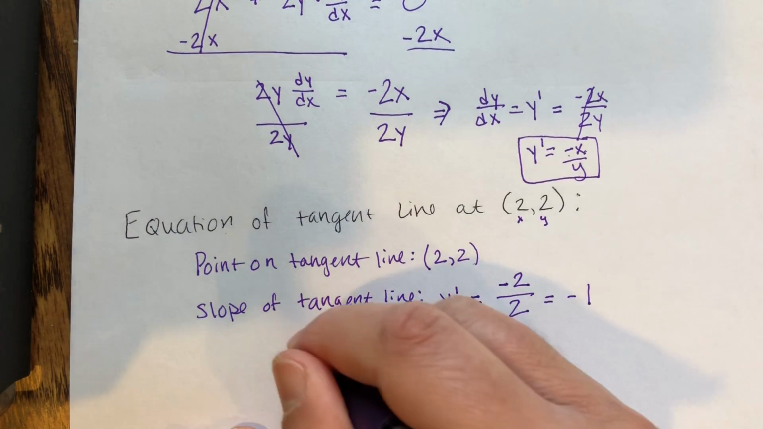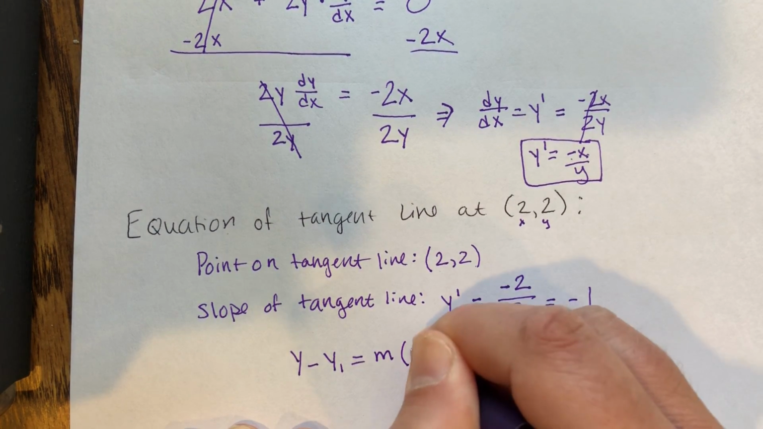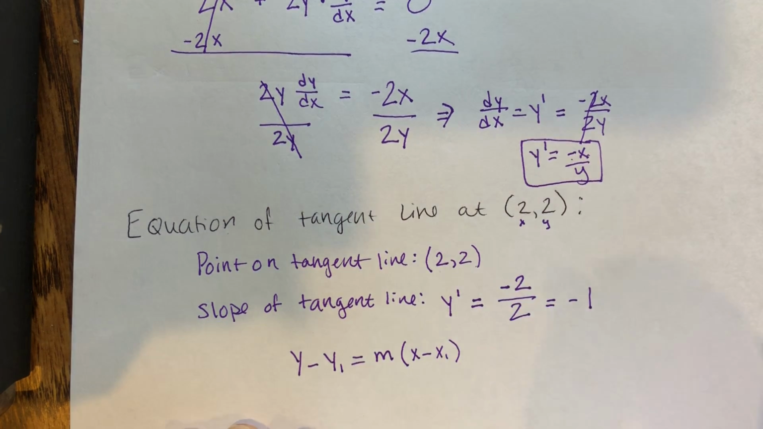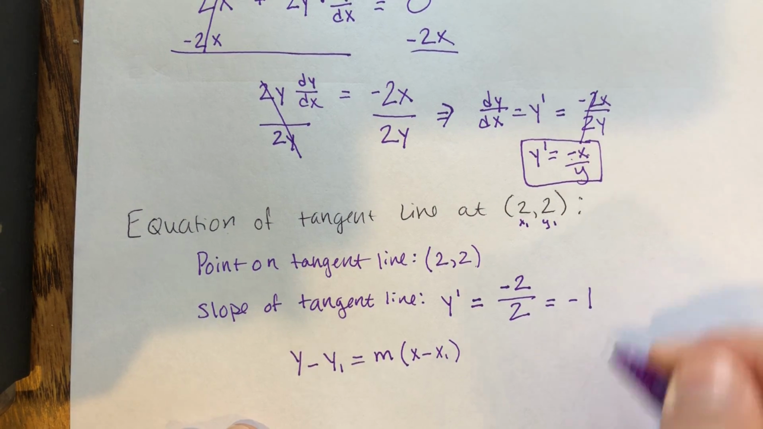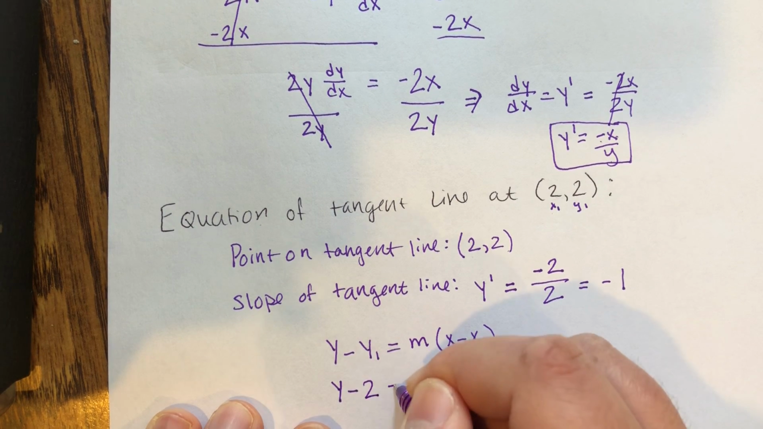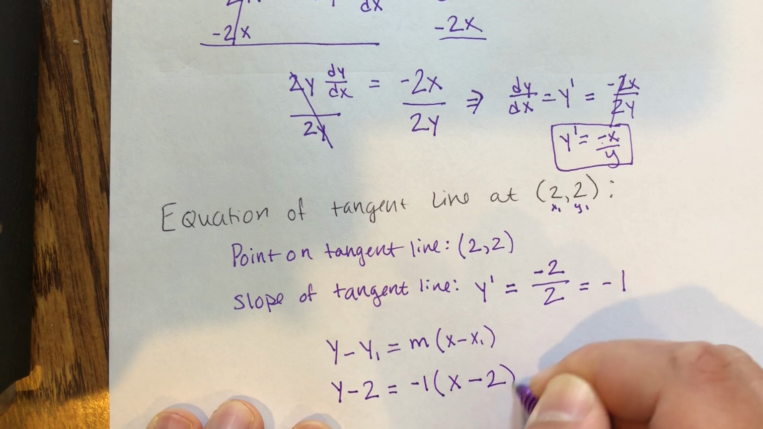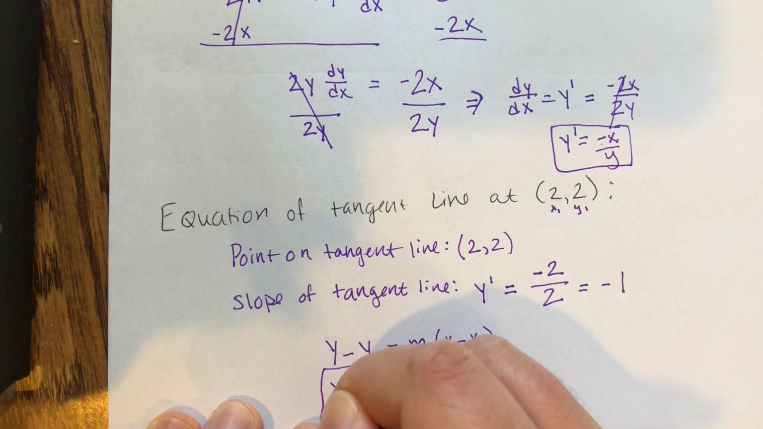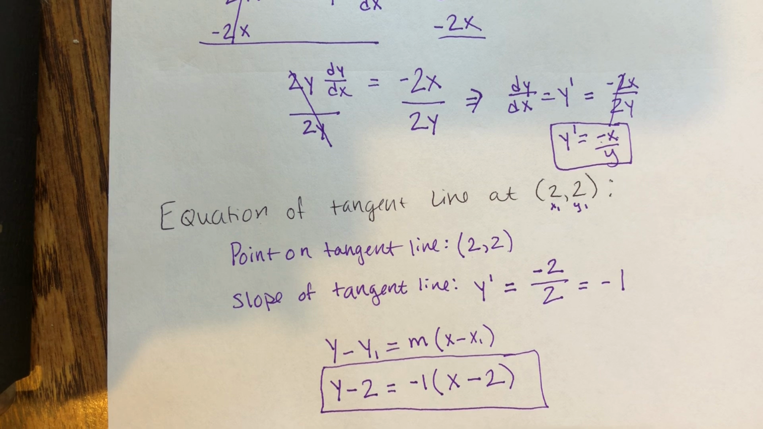Okay, now using point-slope form, y minus y1 equals m times x minus x1, and plugging in my x1, my y1, and my slope of negative 1, I get the equation y minus 2 is equal to negative 1 times x minus 2. There's the equation of the tangent line for that circle at the point (2, 2).